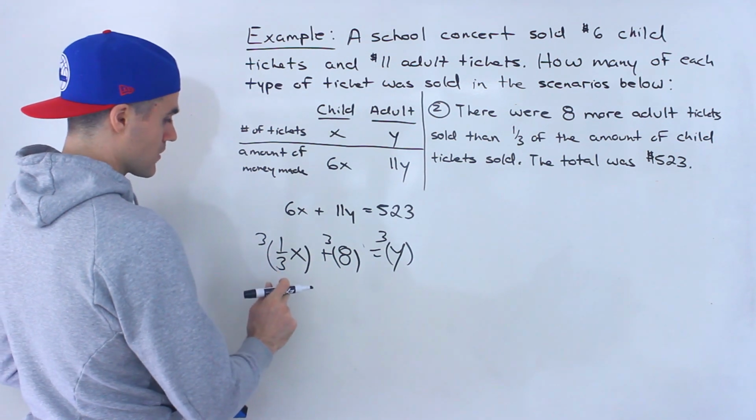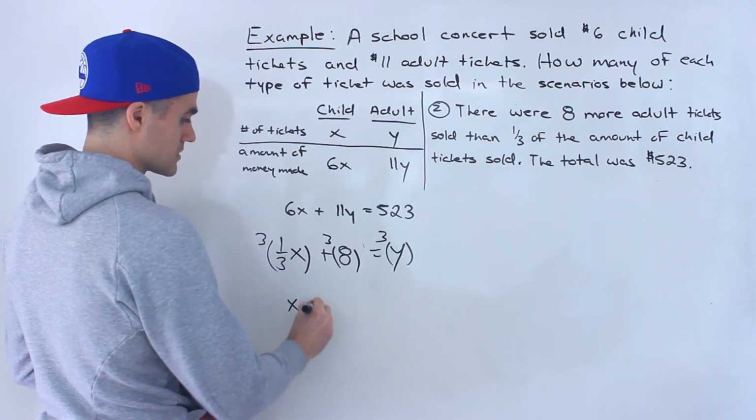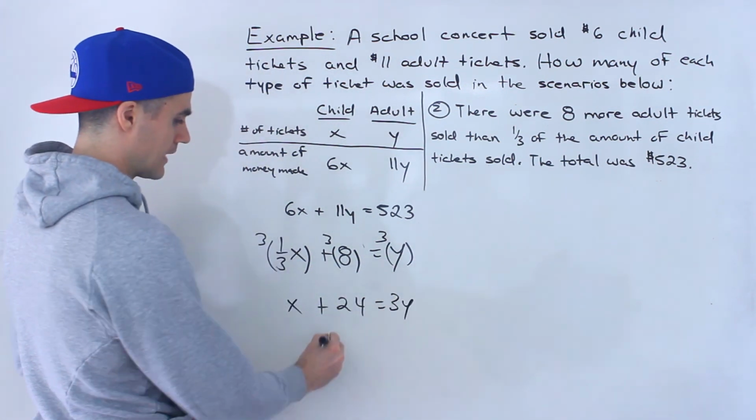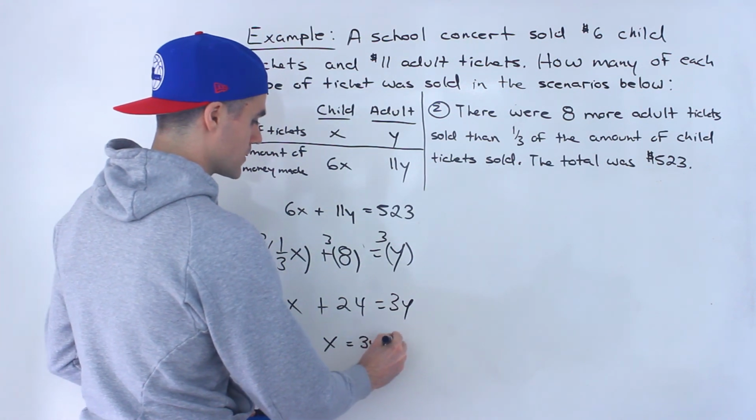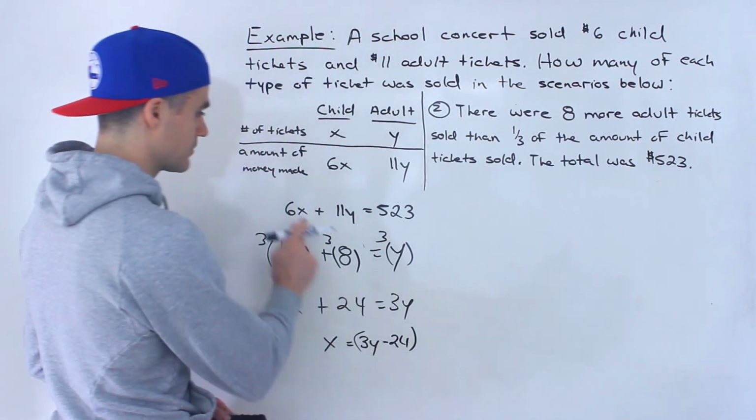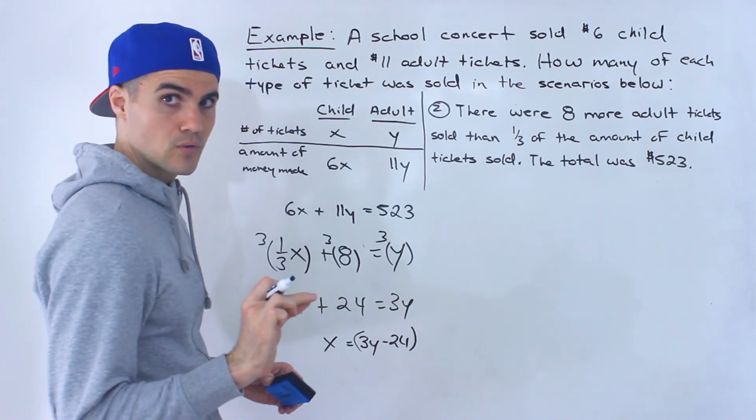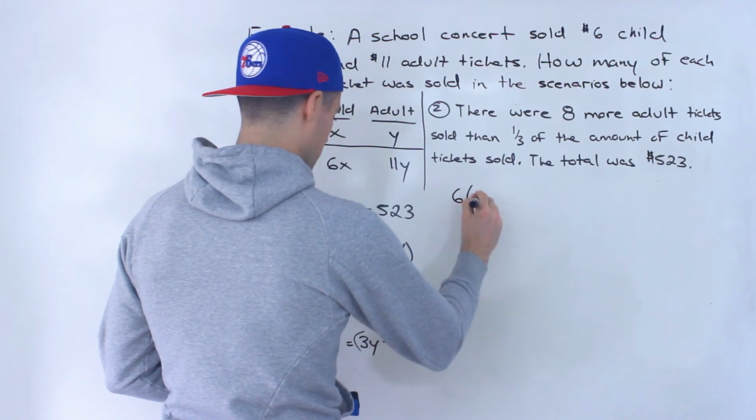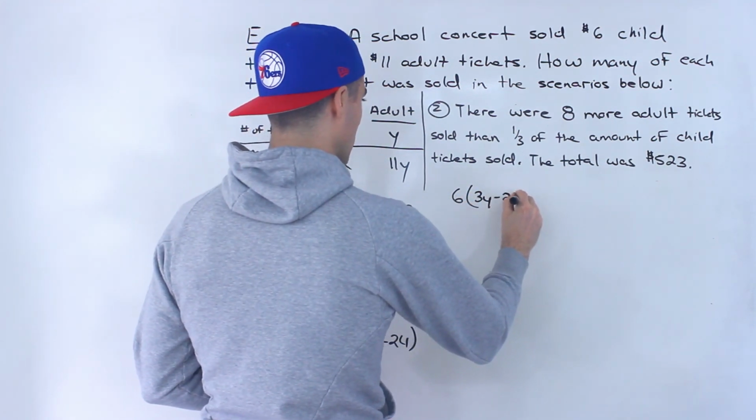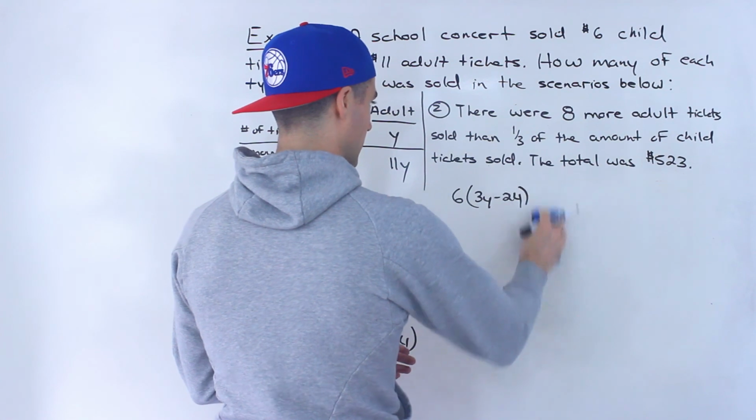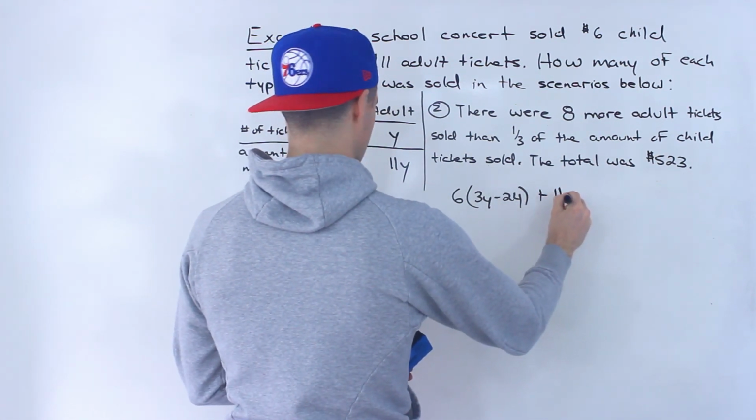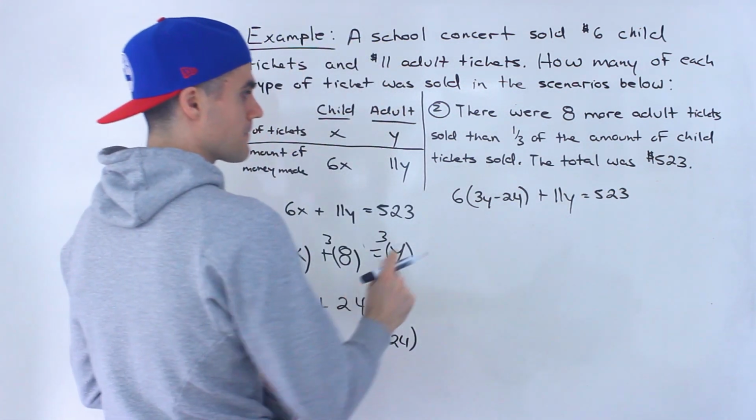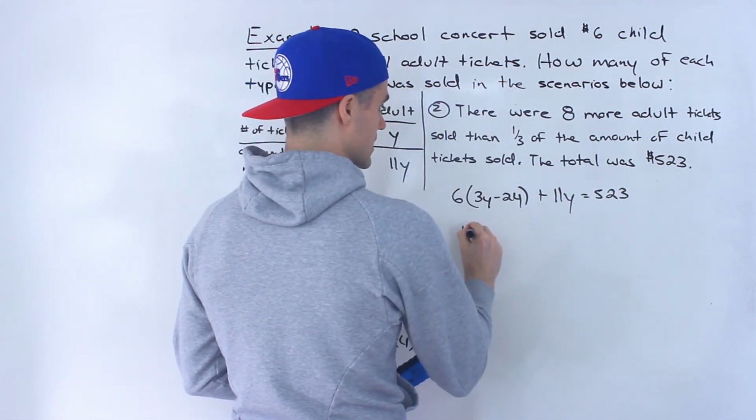So 3 times 1/3, that gives us 1, which is just x, plus 24 equals 3y. And now notice x equals 3y minus 24. And now notice when I take this and plug it in here, we're not going to be dealing with any more fractions. So that's what I'm going to do. So I'm going to have 6 bracket 3y minus 24, plus 11y equals 523, like that. Multiply these, distribute the 6 inside the bracket.